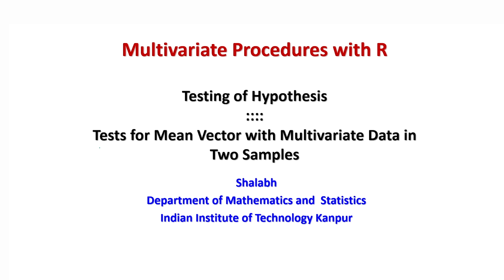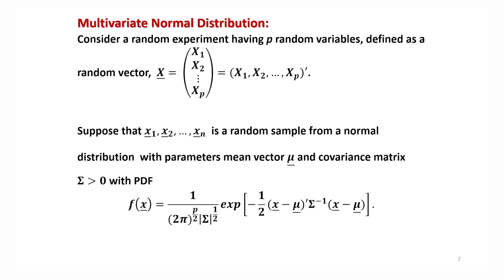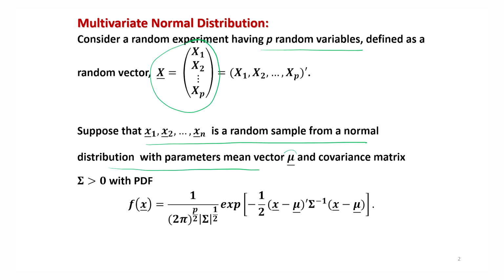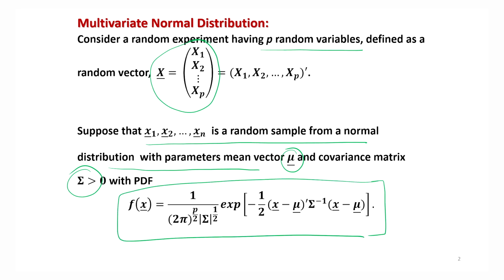In this lecture we are going to consider the test of hypothesis for the mean vector from multivariate data in two samples. We have the same setting as considered earlier: we have conducted a random experiment with p random variables, and the random vector is defined as a p cross 1 vector of random variables x1, x2, up to xp. Suppose x1, x2, up to xn is a random sample from a multivariate normal distribution with mean vector mu and covariance matrix sigma, and the probability density function of this multivariate normal distribution is given by this expression. Now you are aware of all these things.